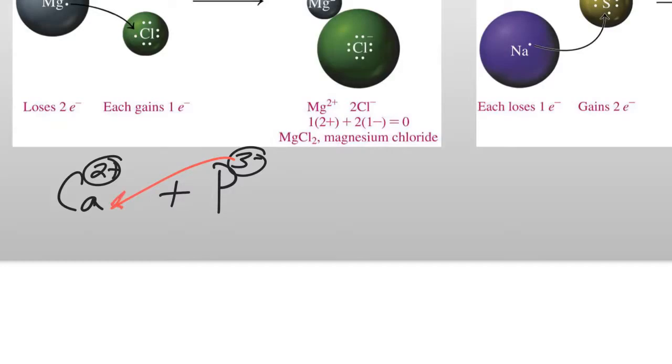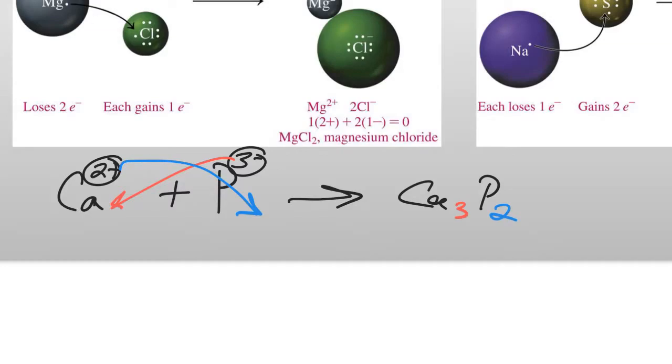Let me do it this way. Make this one blue. And so what you get as a result is going to be calcium with 3 there, because there's going to be 3 calciums, and a phosphorus with a 2 after it. 2 phosphorus atoms, 3 calcium atoms.